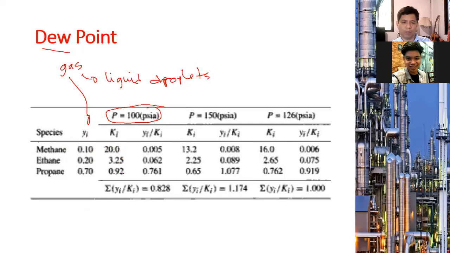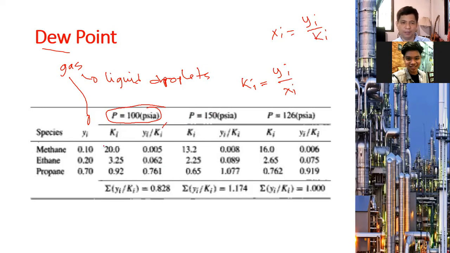20, 3.25, 0.92. Tapos basically, i-divide nyo itong dalawa. Kasi di ba ang X sub I is Y sub I divided by K sub I. No? Tandaan nyo pa yun? So ang definition ng K sub I ay Y sub I divided by X sub I. So therefore, ang X sub I ay equal sa Y sub I divided by K sub I. Any question dito sa column na to?